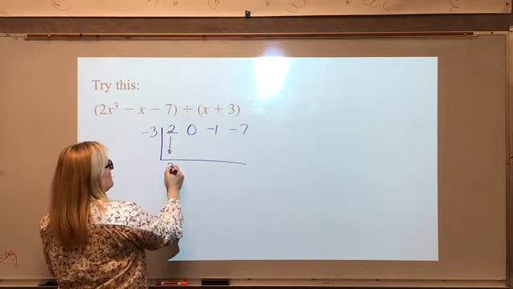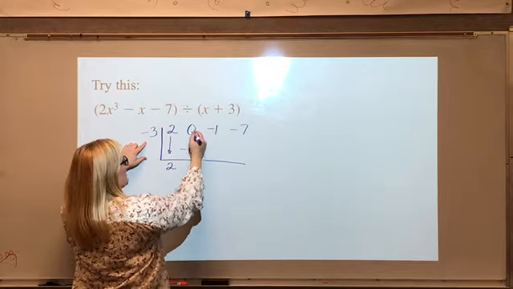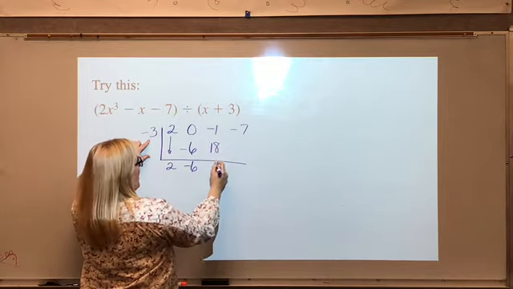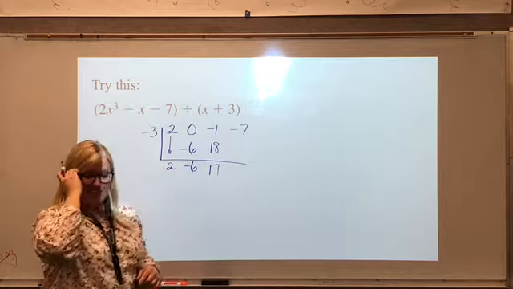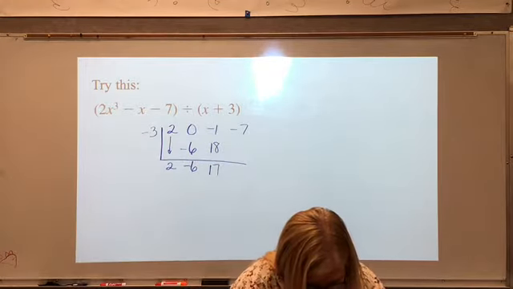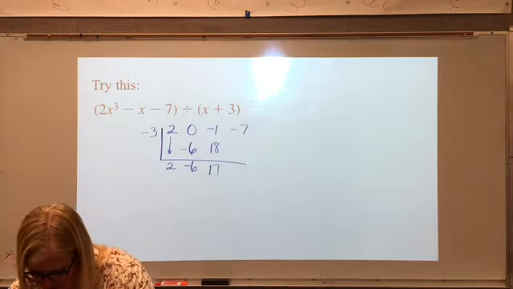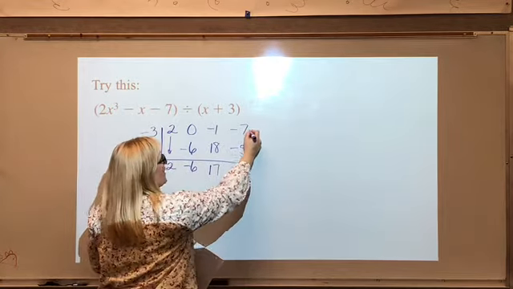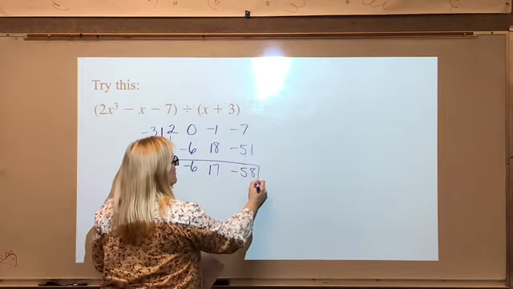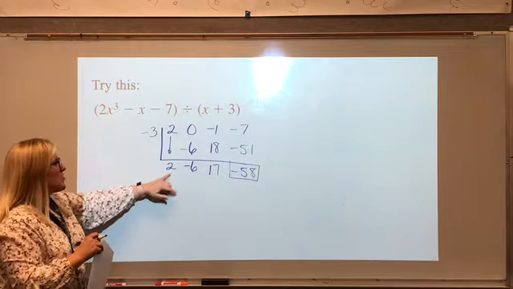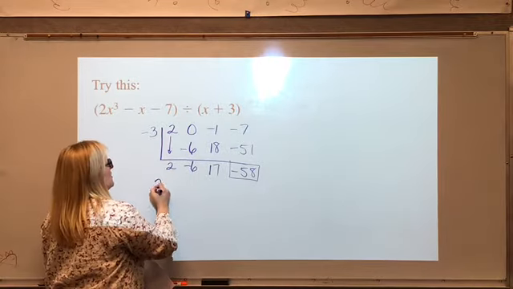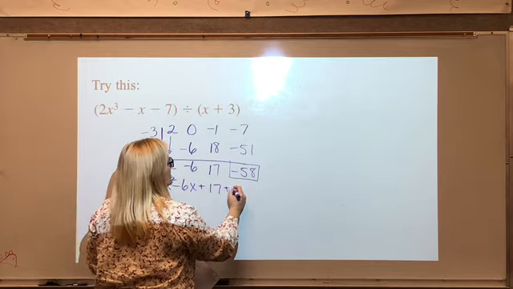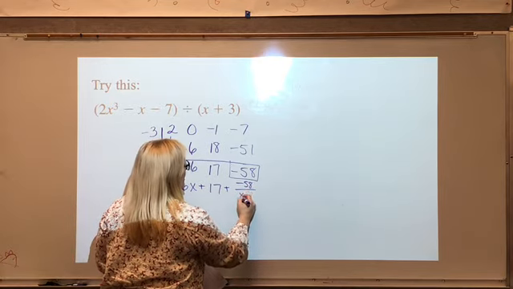So I drop. Negative 3 times 2 is negative 6. I add. Negative 3 times negative 6 is a positive 18. I add, which gives me a 17. Negative 3 times 17 is, whoops, I'm looking at the wrong one. Let's see, is negative 51. Now I add, so negative 58 is my remainder. So again, it starts with an x to the third, so this has to be an x squared. So this is going to be 2x squared minus 6x plus 17 plus a negative 58 over x plus 3.